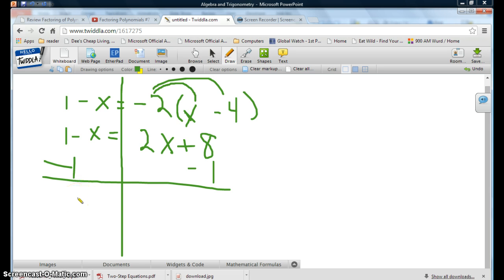So this becomes minus x equals 2x plus 7. Okay, now what we want to do is say minus 2 on this side. So we have the minus 2 on this side. These two are going to cancel out.